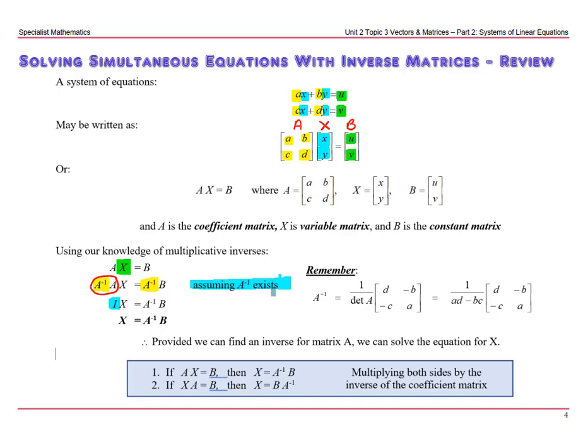And that's going to be really important in this topic when we're talking about what are the possibilities of solving equations. Now also remember that the inverse of A is 1 over the determinant of A times d, negative b, negative c, a, and the determinant of A is ad minus bc. Now all of this is on your formula sheet. So make sure you know where that is located.